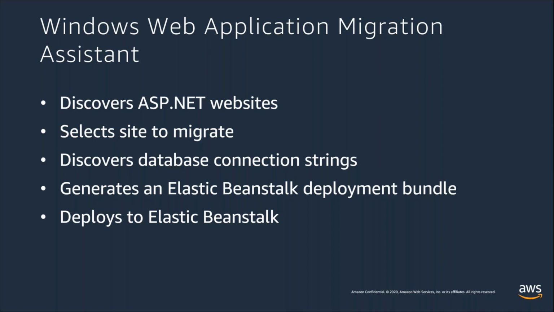After that, the Migration Assistant generates an AWS Elastic Beanstalk deployment bundle and stores it on the same host. You can use that deployment bundle for advanced deployment scenarios. However, in most cases, you could simply let the Migration Assistant carry out the final task of deploying the deployment bundle into Elastic Beanstalk.